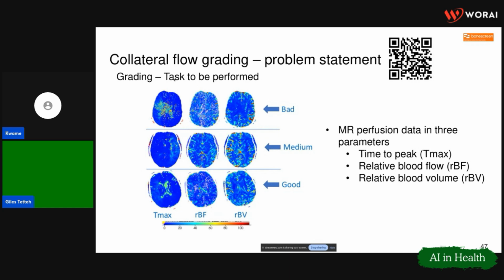Each of the images has three parameters. What we call time to peak is basically they inject something into the blood vessel and they time it to see at what time will that agent get to certain regions of the brain, and that is the time to peak. Then you also have the relative blood flow and relative blood volume. With these three images from the patient, we want to predict whether the collateral flow is bad, whether it is medium or it is good. And that was the experiment we wanted to do.